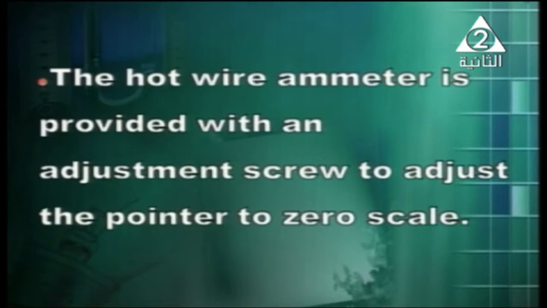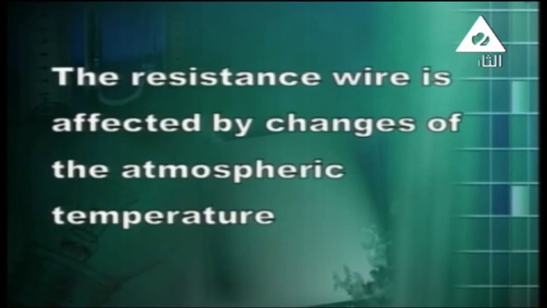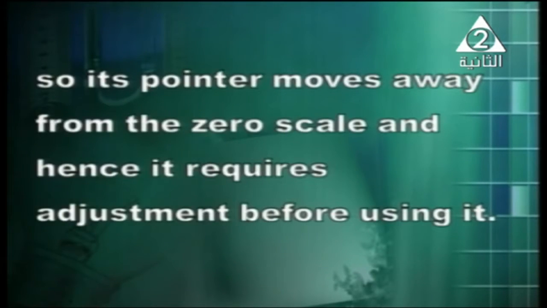Another give reason: the hot wire emitter is provided with an adjustment screw to adjust the pointer to 0 scale. Why? The resistance wire is affected by changes of the temperature of the surroundings. It is affected by changes of the atmospheric temperature. So its pointer moves away from the 0 scale, and hence it requires adjustment before using it.